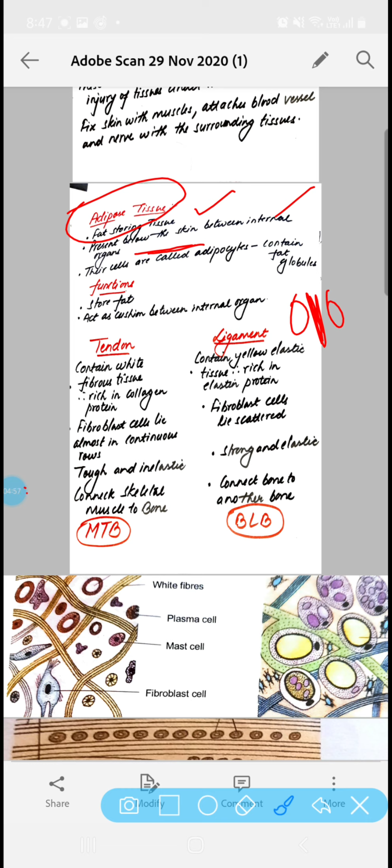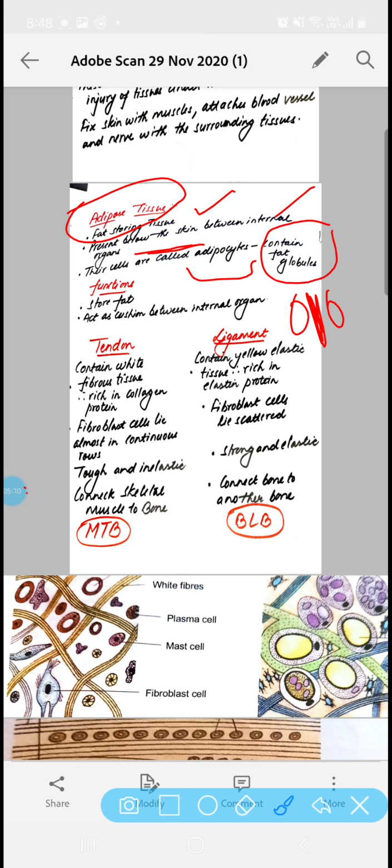Their specialized cells are called adipocytes. The cells of adipose tissue are called adipocytes, and these are the cells which contain fat globules. As we know that they store fat, adipose tissue has specialized cells called adipocytes which store the fats. What is their function? They store the fat and act as a cushion between the two internal organs. Clear? So they absorb any kind of shock, you can say.